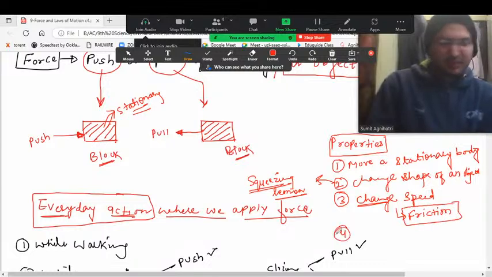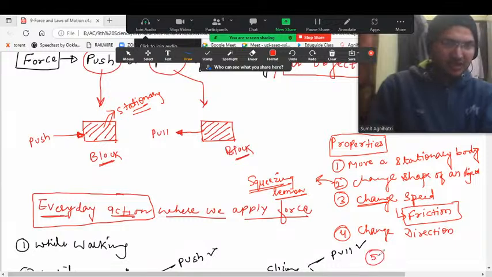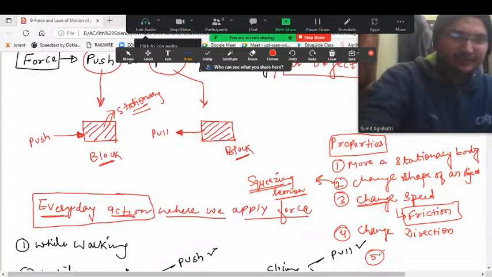Similarly, what is the next property that you think? It can change direction. It can also change the direction of any object, any body. It is also one of the properties of force. What else can a force do? It can change shape, size. I have already presented that. Okay, alright, they all are properties.